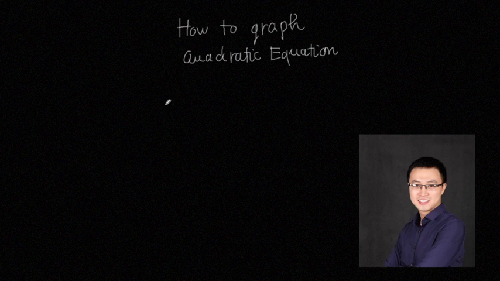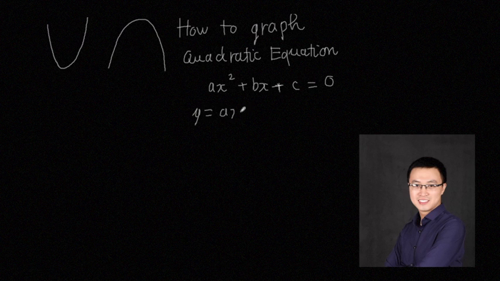The graph of a quadratic is a parabola, like here, or another one like this. You know the general form of the quadratic is ax squared plus bx plus c equal to 0. Or you can write the function as y equal to ax squared plus bx plus c.